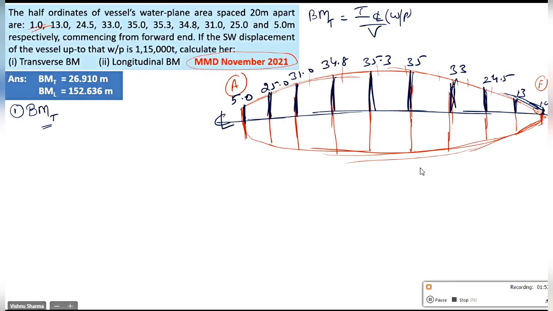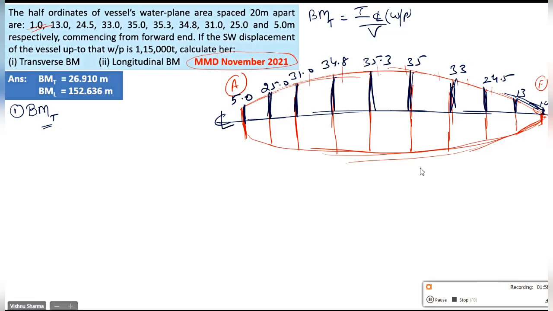So guys, for BMT, in this question, he has given you half breadths. But tomorrow, had he given you the full breadths also, this question can be solved only by taking half breadths. Why? Because full breadths will not terminate on a straight line. Correct? Understood? Yes or no? Yes, sir. So if full breadths were given, still you'll have to make it half to solve it. Understood?